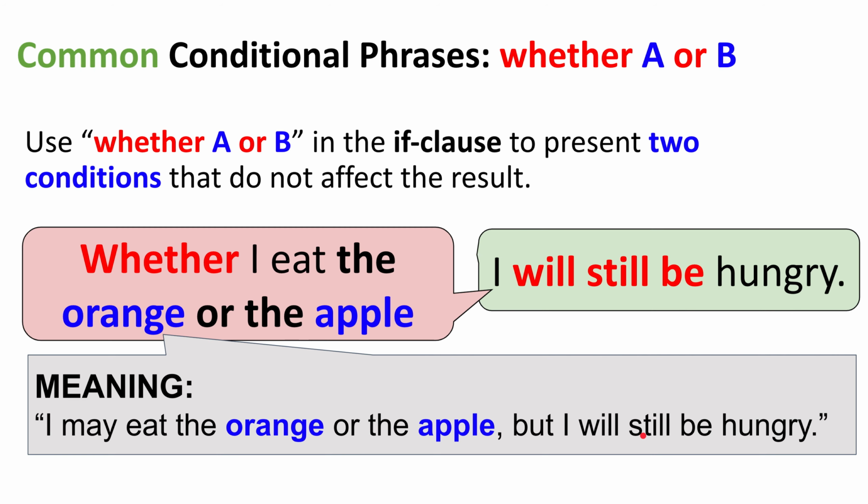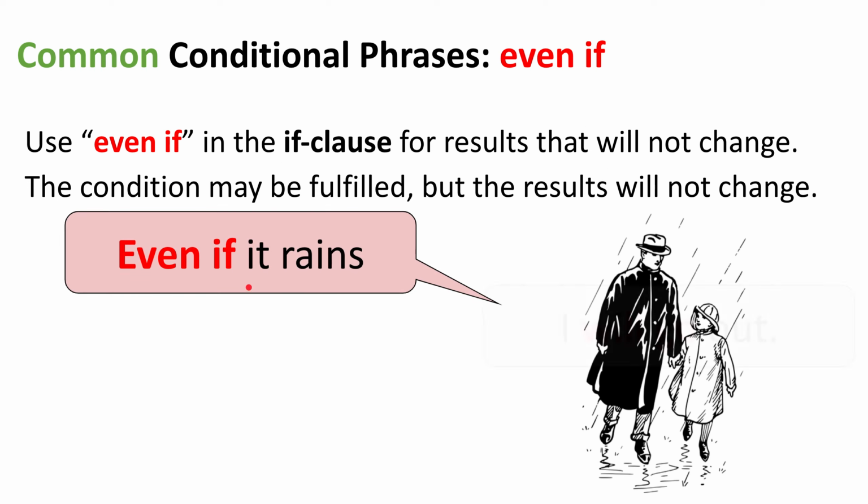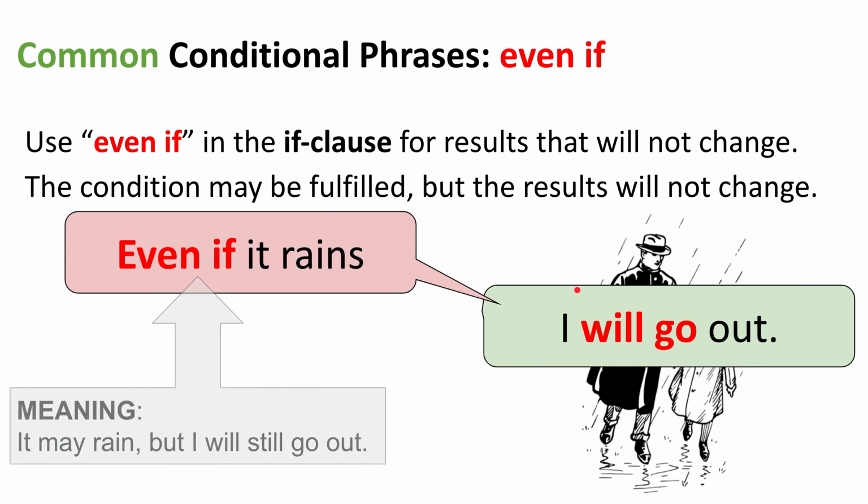Moving on now, we have even if. We use even if in the if clause for results that will not change. The condition may be fulfilled, but the results will not change. For example, even if it rains, I will go out. What is the meaning of this sentence? It may rain, but I will still go out. The rain, in other words, will not stop me.